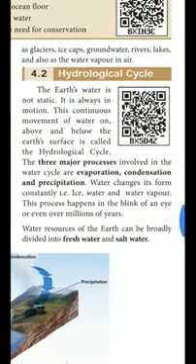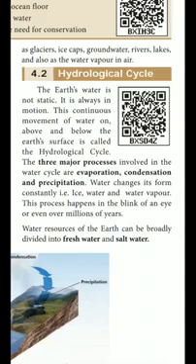Next, the three major processes involved in the water cycle are evaporation, condensation and precipitation. So what are the three important processes involved in the water cycle? They are evaporation, condensation and precipitation. So water changes its form constantly, that is ice, water and water vapor. This process happens in the blink of an eye or even over millions of years.